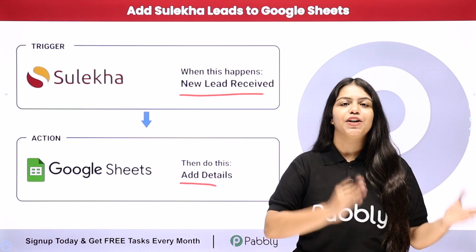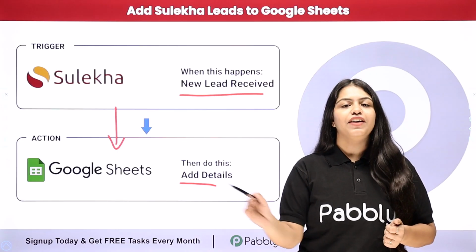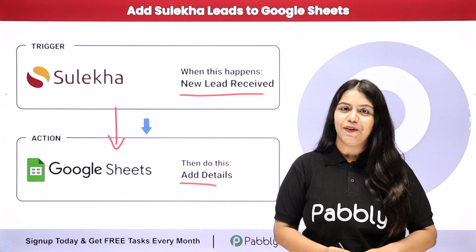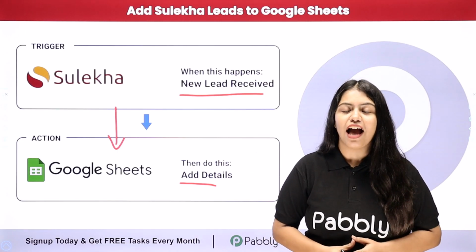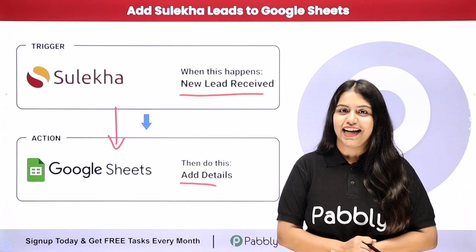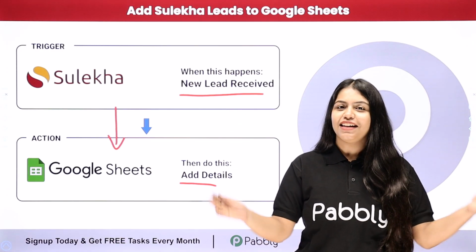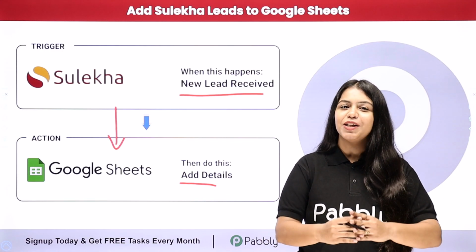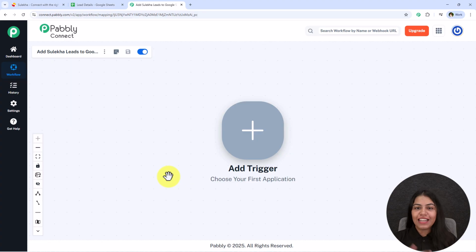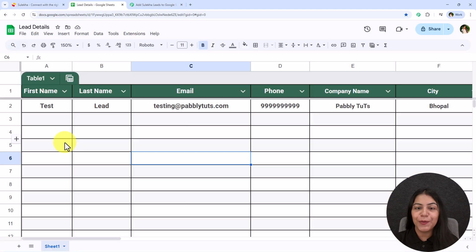So to do this, we are going to create a connection between Sulekha and Google Sheets. And we are going to create this connection without knowing any programming or coding language, using an amazing automation software, which is Pabbly Connect. So if you also want to create this amazing automation for your own business, then come with me towards my screen. Now let's see how we're going to create a connection between Sulekha and Google Sheets.